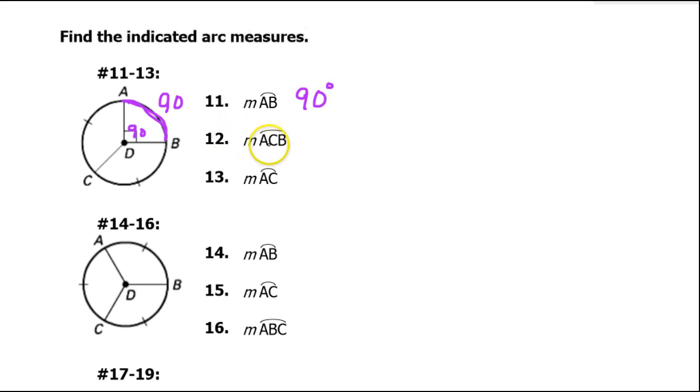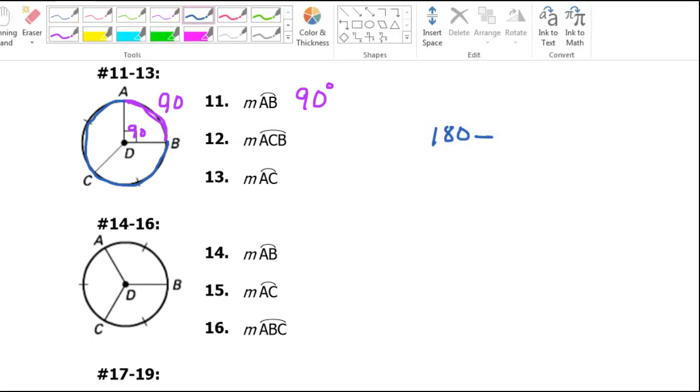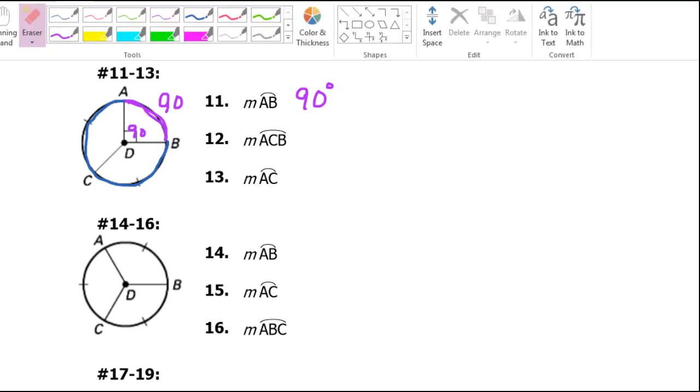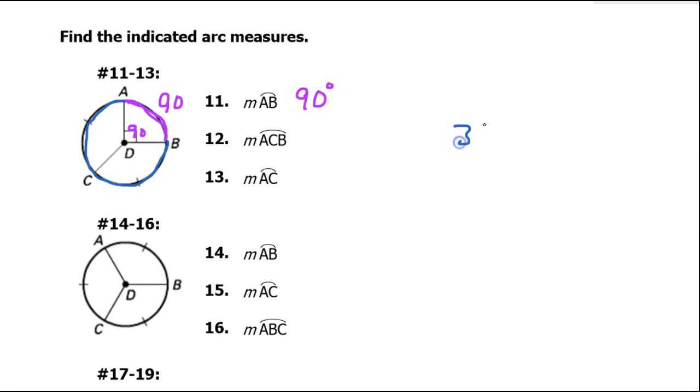Okay, what about arc ACB? All right, arc ACB is the rest of the circle. Okay, so that's going to be 180 degrees. Sorry, not 180 degrees. That's 360 degrees minus the 90. And you know that's going to turn out to be 270.